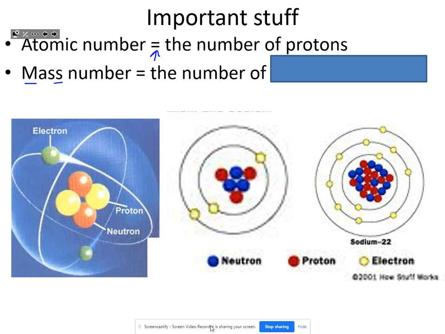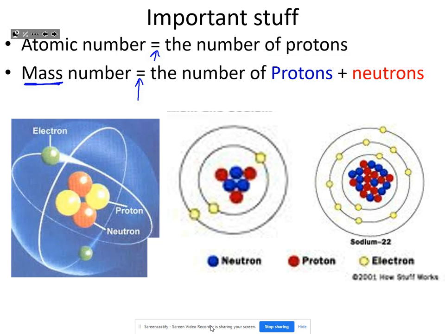The mass number, another number that's important, that is the number of protons plus neutrons. Okay? Now I colored them blue and red for a reason. We can see the atomic number, I'm going to put an A there, for this element, the atomic number is 1, 2, because it has 2 protons.